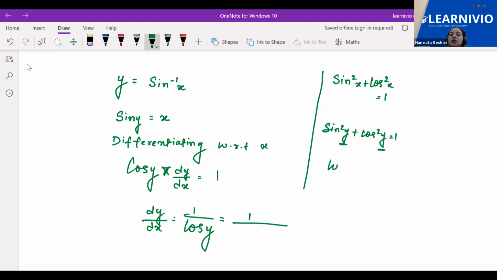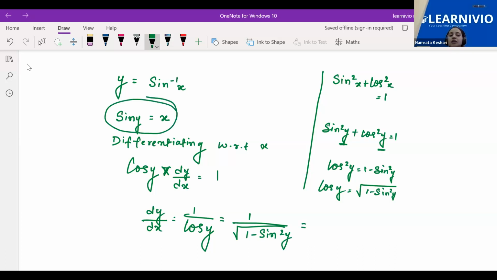So cos square y can be written as 1 minus sine square y, right, Annapurna? Yes. And cos y can be written as under root 1 minus sine square y, yes or no? Yes. Okay, so the plus minus sign will also come, but we are taking this scenario only. So we can write it 1 minus sine square y. And what is sine y, Annapurna? X. So from here, can you see we are getting dy dx is equals to 1 by under root 1 minus x square. Are you getting it?